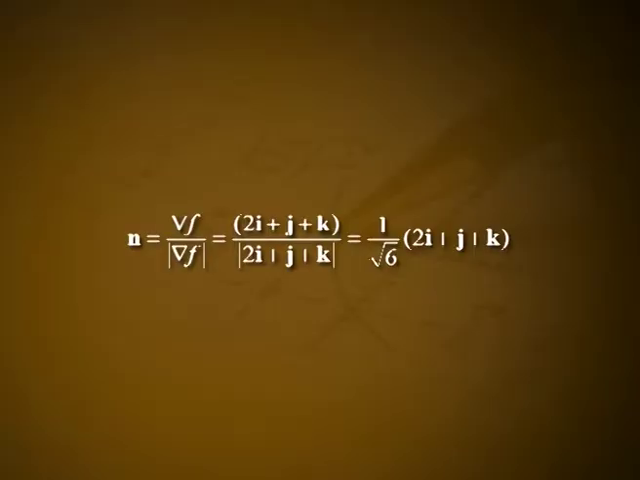Solution. The plane is the level surface f(x,y,z) = 2 of the function f(x,y,z) = 2x + y + z. The unit normal vector n is equal to del f by the magnitude of del f, which is equal to (2i + j + k) by the magnitude of (2i + j + k), which is equal to 1 by root 6 into (2i + j + k), and is consistent with the counterclockwise motion around C.